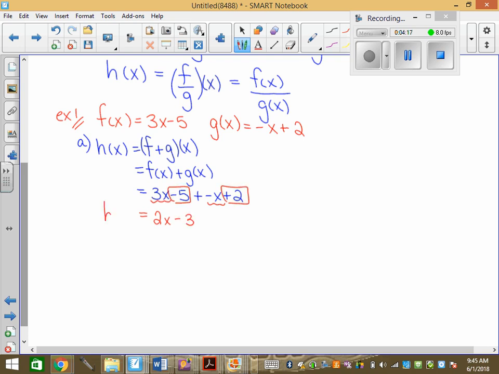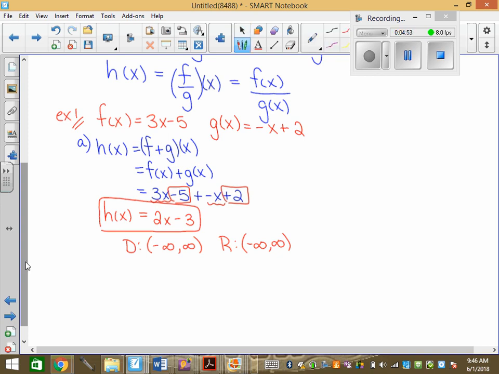So our combined function is literally just a line. We agree? So what's the domain of a line? Negative infinity, positive infinity. And what's the range of a line? Y element of real numbers, or negative infinity, positive infinity. I'll be floating back between both forms because you have to know both forms. So that's addition, right?